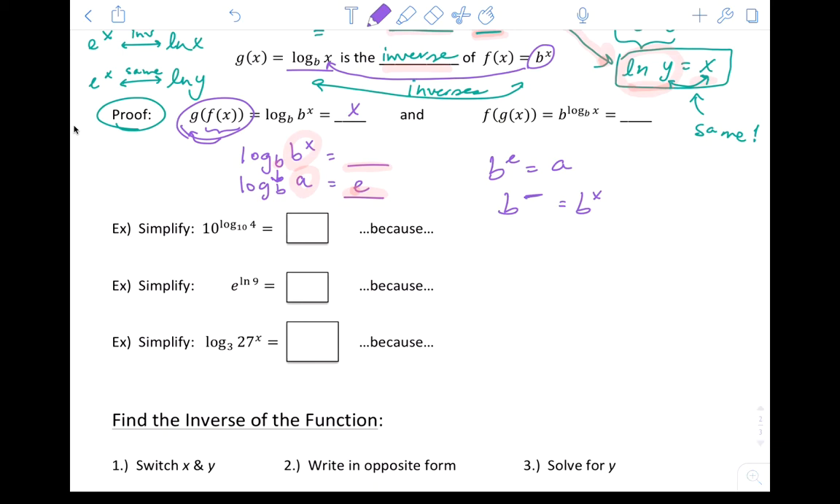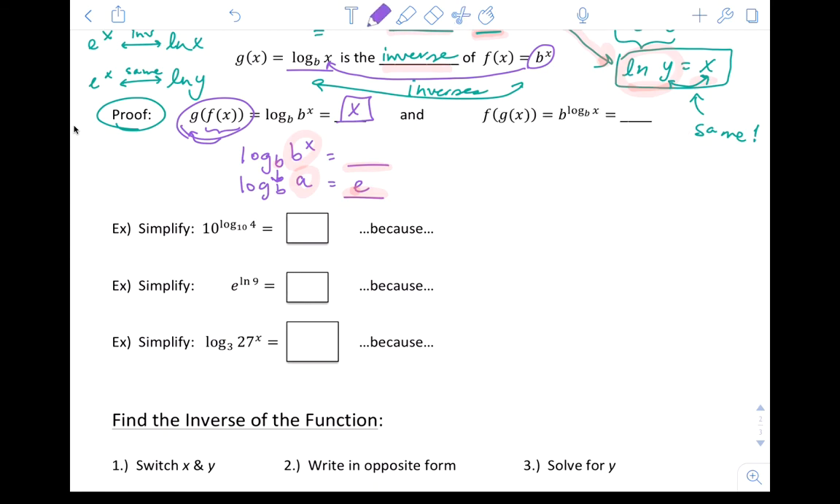B to the blank equals b to the x. What does this blank have to be? X. It has to be x. B to the x equals b to the x. It's the only option. So you just proved that when you did composition of functions for this g of f of x, it did indeed give you x. All right, now let's do the reverse.